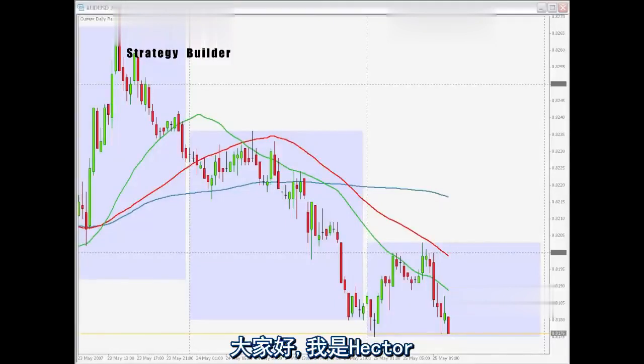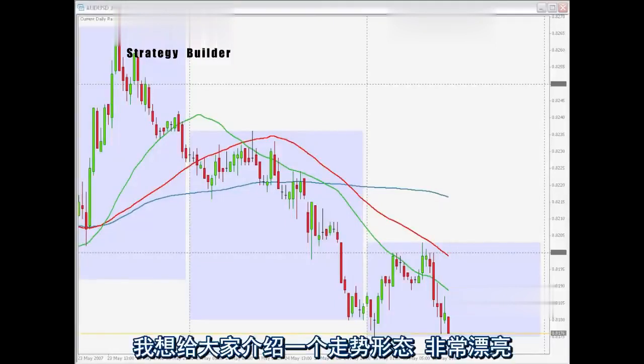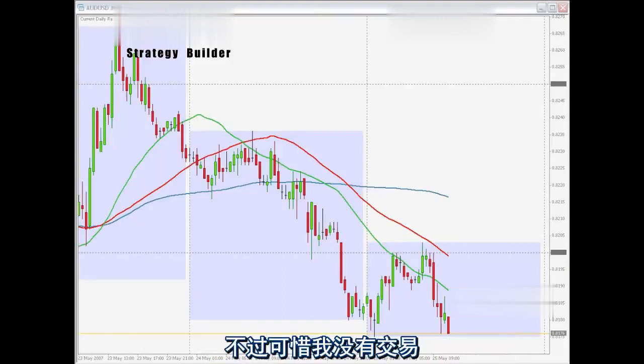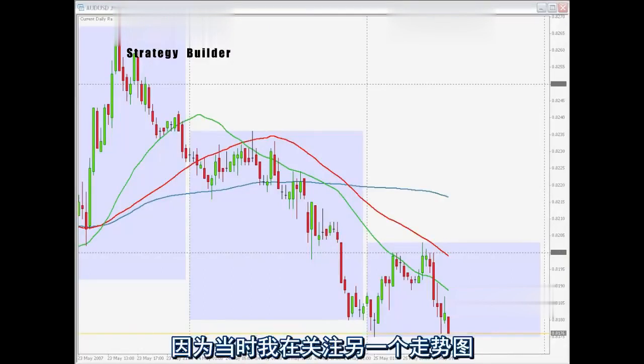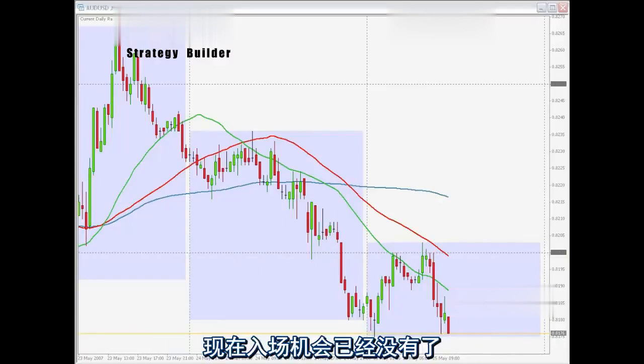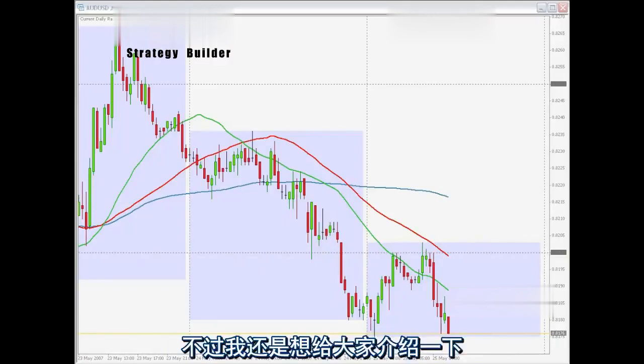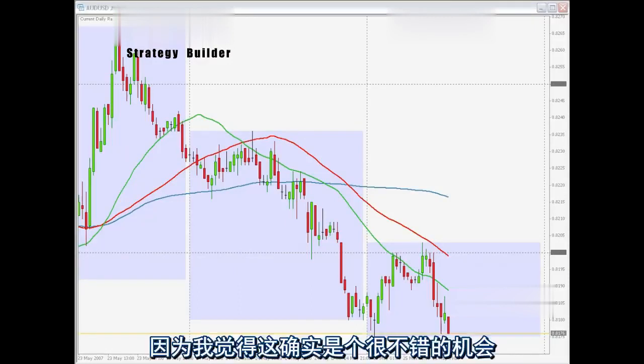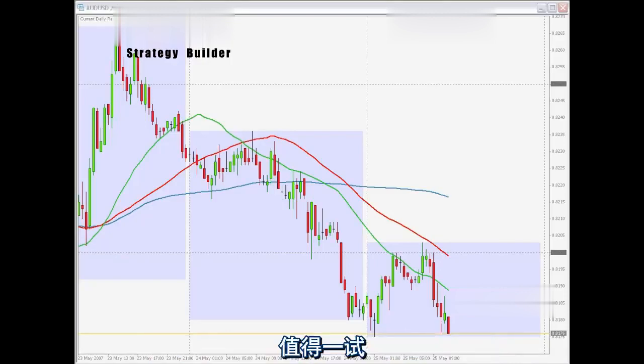Hi guys, this is Hector. I want to show you a setup that actually looks, it did look quite good, but unfortunately I didn't take it. I missed it because I was studying another chart at that precise time, and well, the opportunity now is gone. But nonetheless, I want to show it to you guys because I think it's been a good opportunity and a good possible trade. All right.